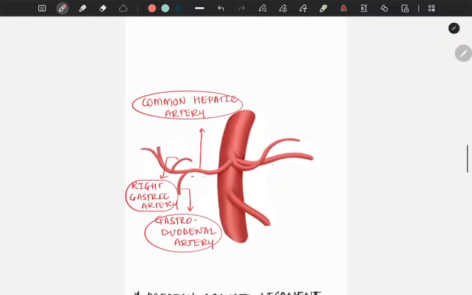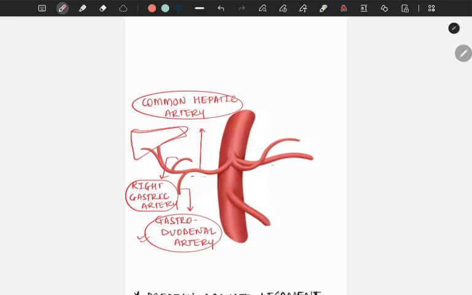Branch 3, the common hepatic artery. Finally, we have the common hepatic artery. It courses to the right and, as its name suggests, is destined for the liver. Before it reaches the liver, it divides into two major arteries. First, it gives off the gastroduodenal artery, which descends behind the first part of the duodenum. The GDA then gives off the right gastroepiploic and superior pancreaticoduodenal arteries.